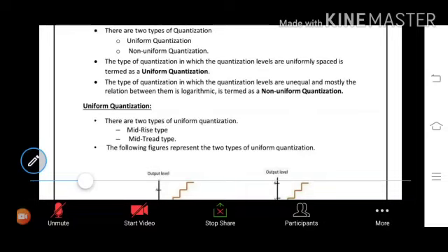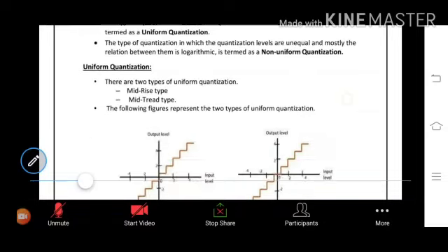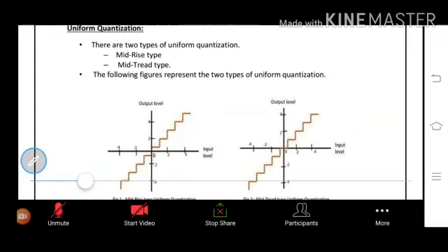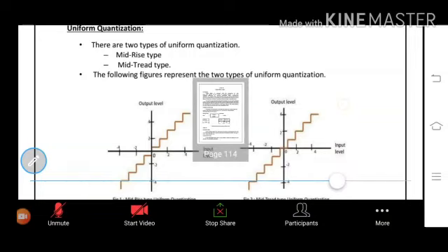Uniform quantization has two techniques: mid-rise type and mid-tread type. That means you can find, at the zero level of the input and output level, the middle of the point, that is the increasing and decreasing point. The step starts in the negative steps and you can increase some levels, and the second one starts at zero level. That is the difference in the quantization level of the steps, input and output. So this is the mid-rise type and mid-tread type.